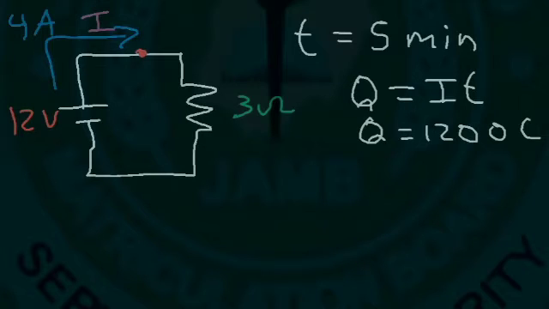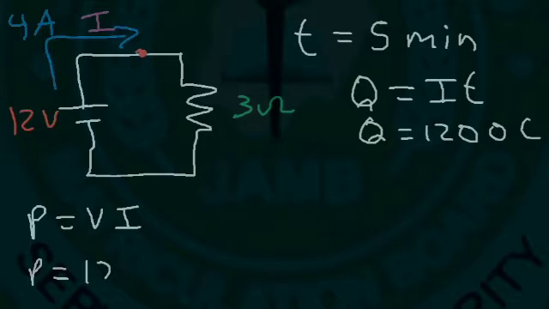Now let's talk about power. What is the power delivered by the battery, and what is the power absorbed by the resistor? In this circuit, the battery provides energy to the circuit, and the resistor absorbs that electrical energy and converts it to heat energy. So what is the power supplied by the battery to the circuit? So power is equal to voltage times current.